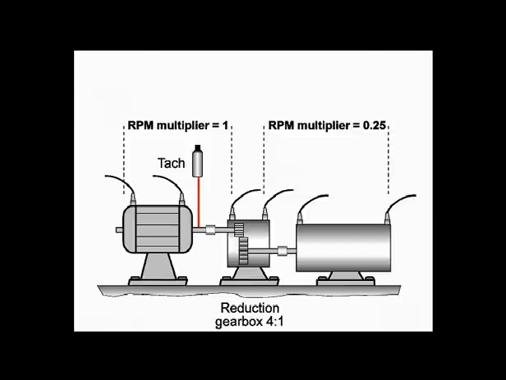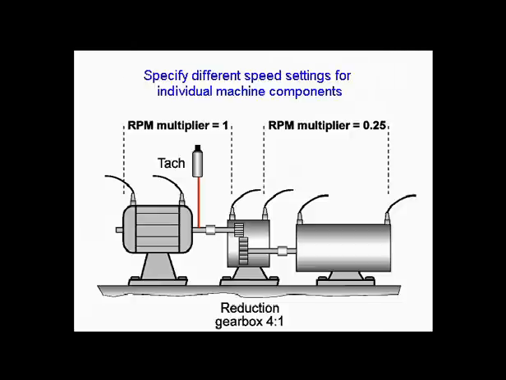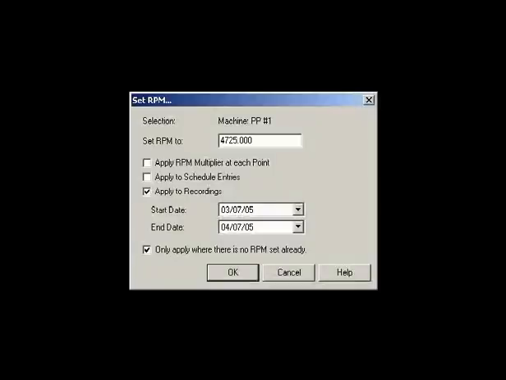Rotational speed and linear speed multipliers allow you to specify different speed settings for individual machine components. We'll take a close look at how Ascent collects and applies RPMs first, then we'll explore the options for working with linear speed.